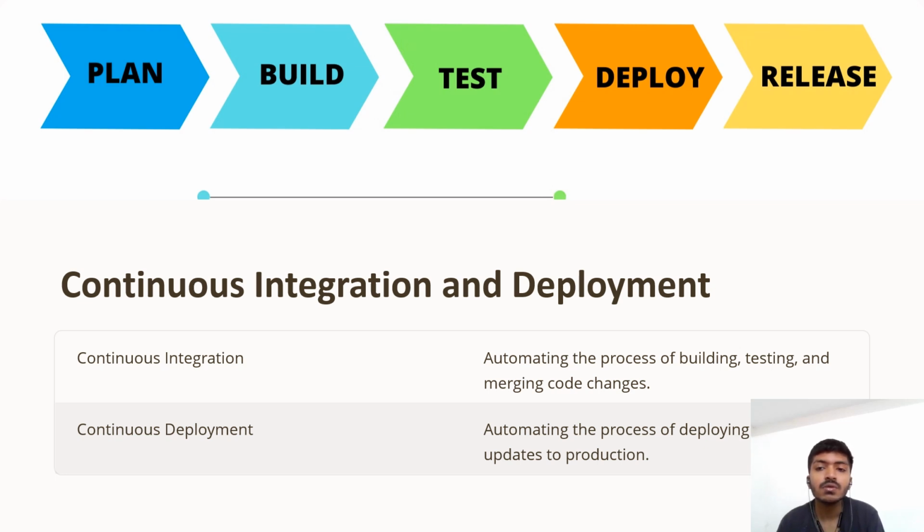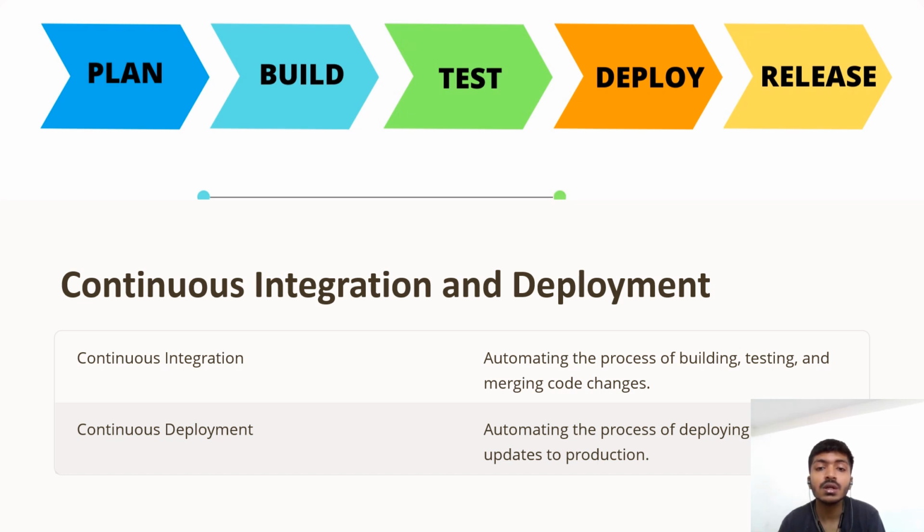Above you can see a flowchart of the software planning process: plan, build, test, deploy, release. So what happens in continuous integration and deployment? First of all, continuous integration and continuous deployment (CI/CD) are practices in software development that aim to improve code quality, reduce time to market, and make the development process more efficient and reliable. So let's take an in-depth look at both the processes.